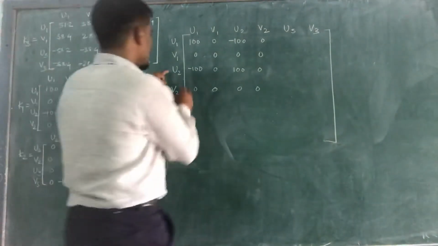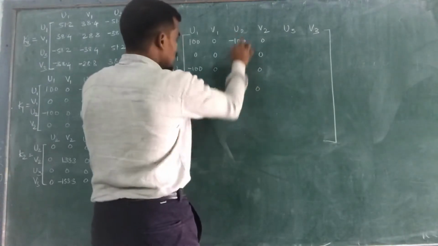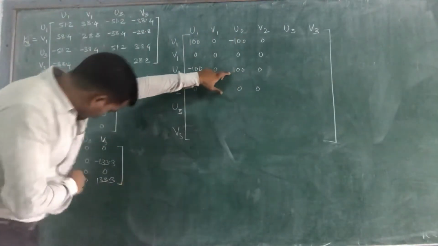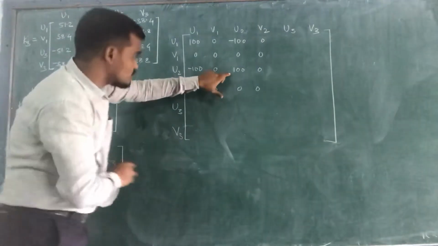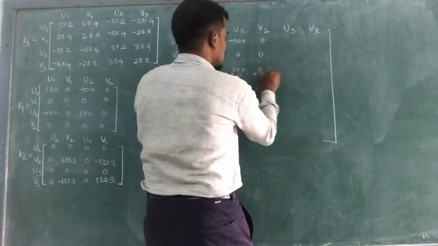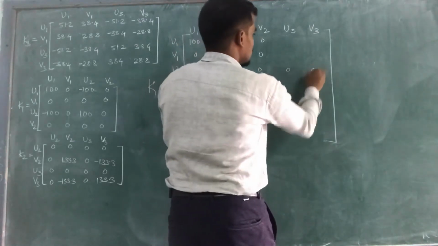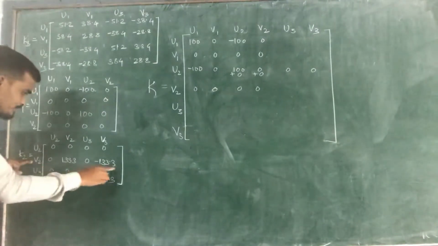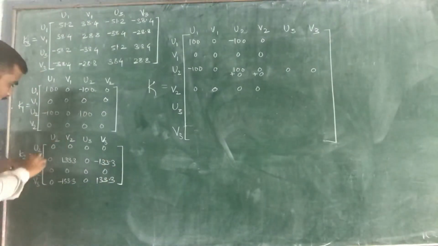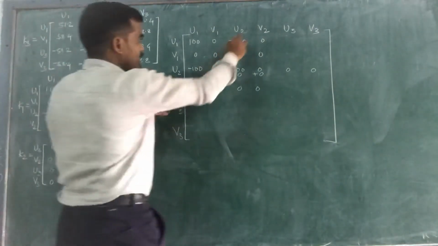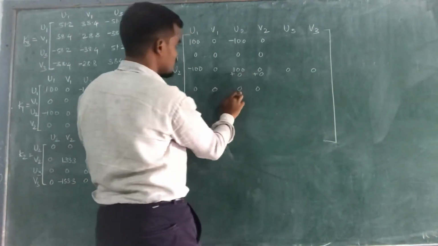It will start from the U2 row, U2 column. So from this point it will start. The first row is 0 0 0 0. Now the second row will start from row V2 in column U2. So from this point it will start.